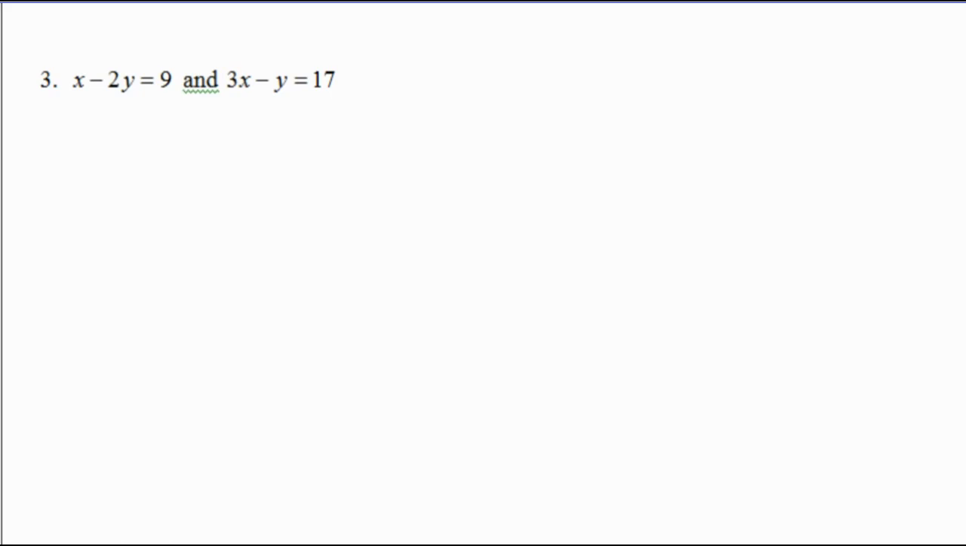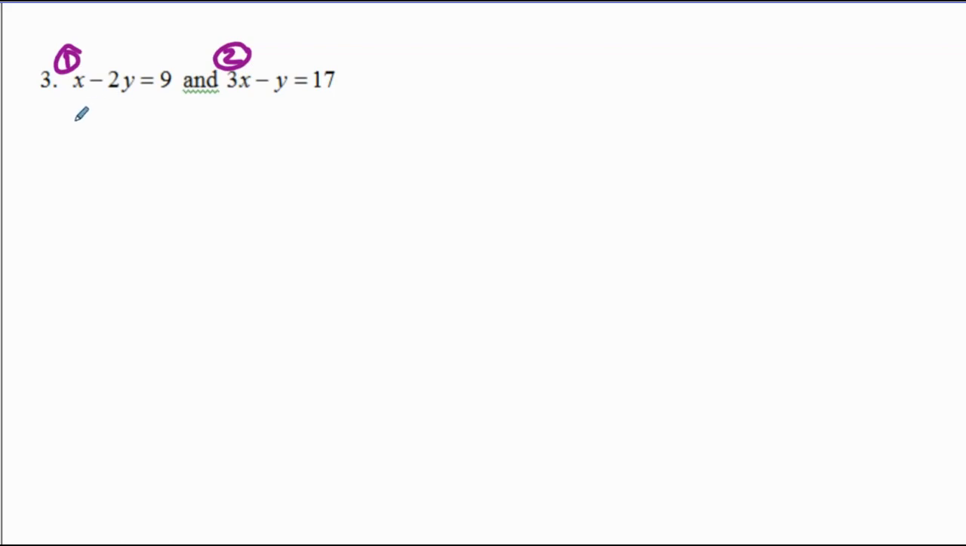Here's our final example. And they don't make it easy for us this time. So we have some choices here. We could make both of them into y equals, or we could find an easy way to put one into the other. Yeah, let's try it this way. Okay, so we're going to call this 1. This is 2. I'm going to isolate both into y equals.